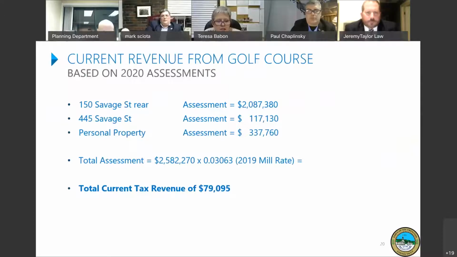So the first slide here is just going to start off by listing the current assessments from the golf course as it sits now. The real estate is actually comprised of 2 parcels, and the personal property assessment is the total of all personal property assets at that location. That would include everything from the kitchen equipment, the tables, chairs, and other furniture and fixtures in the restaurant, down to the other equipment and golf carts used on the course itself. You'll see that when we apply this year's mill rate to the total current assessment of over $2.5 million, we'll get a total current tax revenue from the location of just over $79,000.